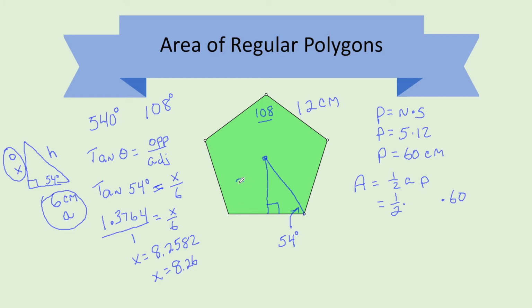So this right here, the apothem, is 8.26. Put this right in your calculator. 1/2 times 8.26 times 60 is going to be 247.8 centimeters squared. I fully expect decimals in these. Do not expect whole numbers.